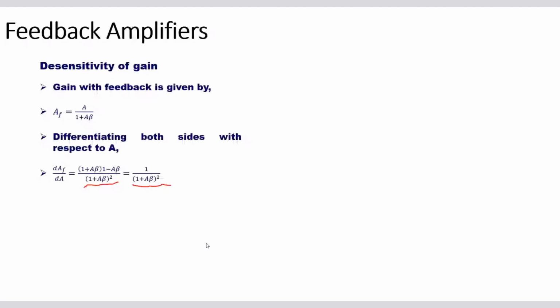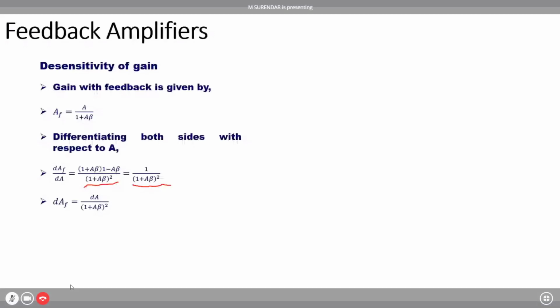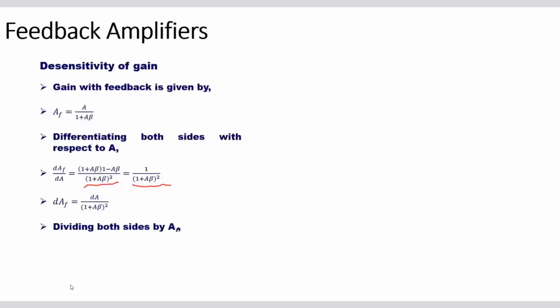As the final expression, we have dAF is equal to, that is dAF means a small change in the gain due to feedback, and dA means small change in the actual gain of the amplifier. So dAF is equal to dA divided by (1 plus A beta) the whole square. Then dividing this equation by AF on both sides.